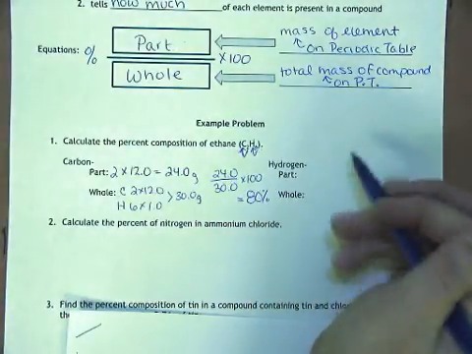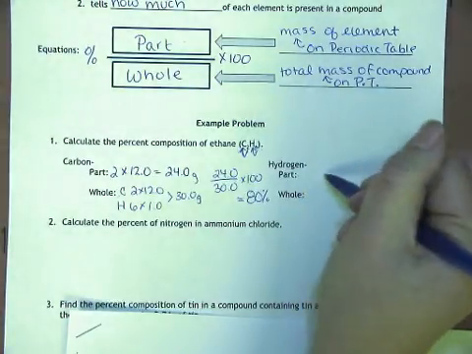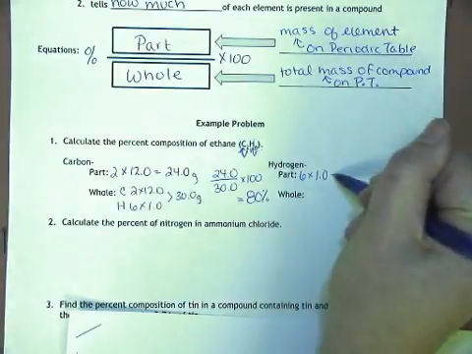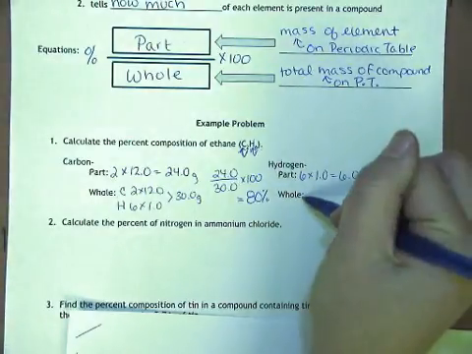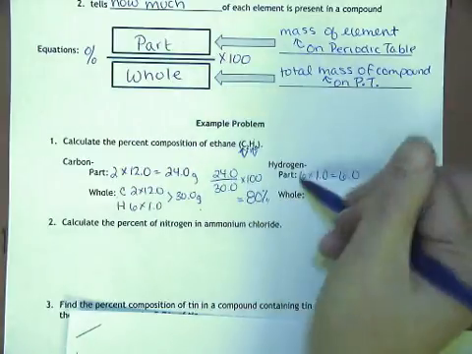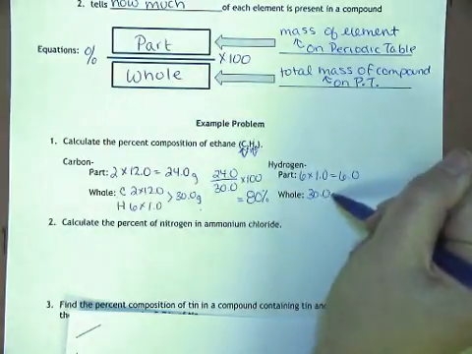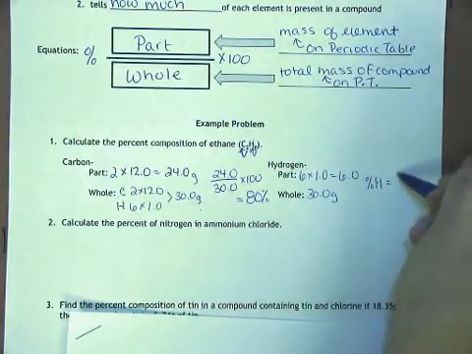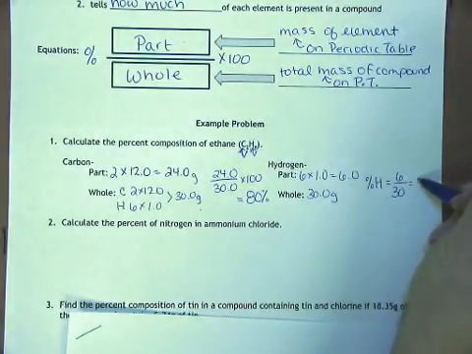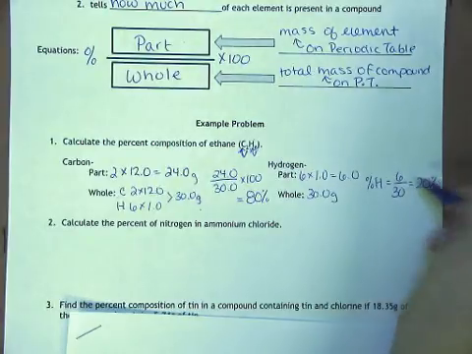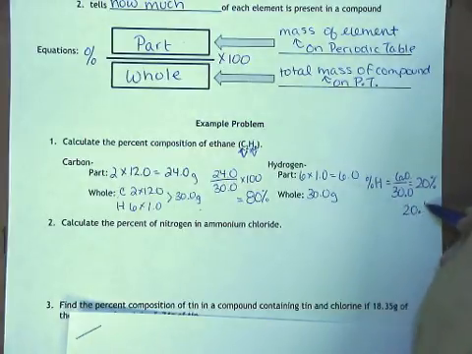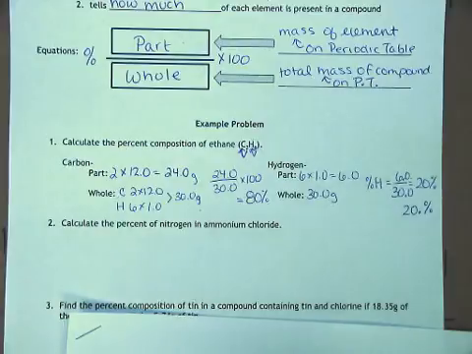So if I'm doing it for hydrogen, my part for my hydrogen is my 6 hydrogens. So 6 times 1.0 is 6.0. My whole is the same as before, my 30.0 grams. So my percent hydrogen is going to be 6 divided by 30, which is 20%. So 6.0, 30.0. 2 significant figures here, so I need to write 20%.